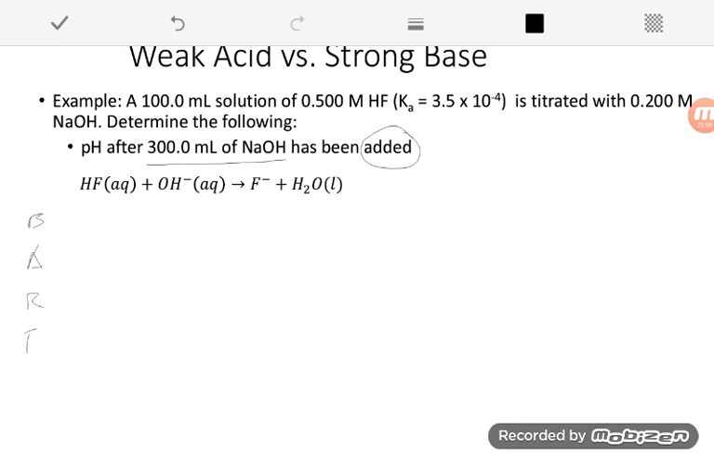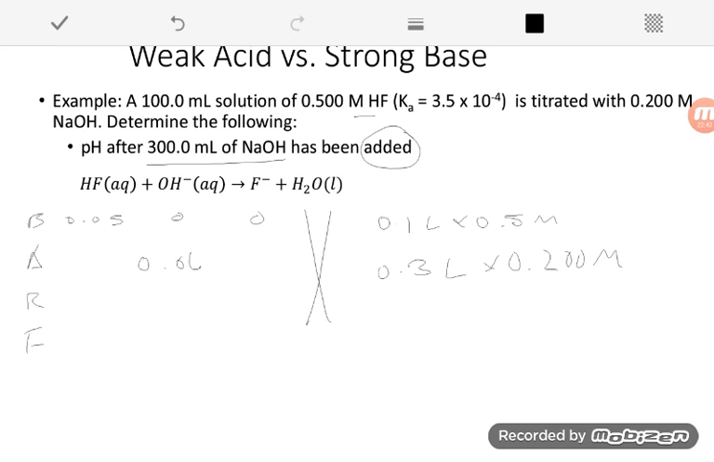So I'm going to do my BARF table. Cross out my water, don't care about him. Going to do the same math I did before. I began with the HF, so we saw before that we just do 0.1 liters times my 0.5 molar, and I end up with 0.05 moles of HF. Don't start out with any OH minus or F minus. I add hydroxide, and this time I add 300 milliliters or 0.3 liters, and that's 0.2 molar. So this time I'm adding 0.06 moles.